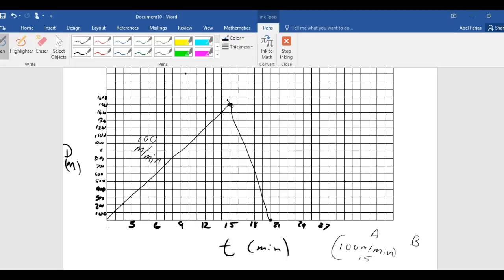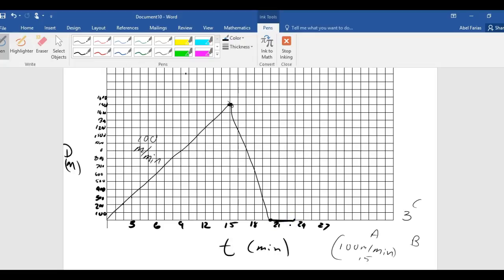Now, during part C, he forgot that he did his homework, so he spent 3 minutes doing his homework. That means that he was stationary for 3 minutes. So 20, 21, 22, 23. He was stationary for 3 minutes, so he did not move for those 3 minutes.